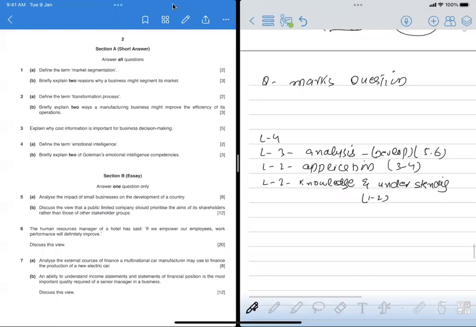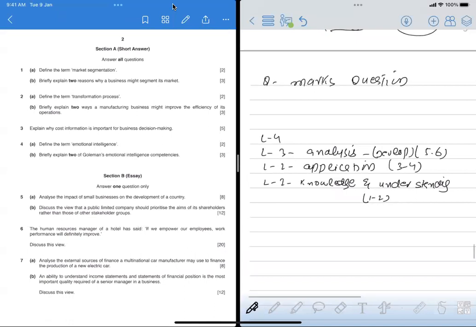Then there is level 4. In level 4, what we do is developed contextual analysis, and we score 7 to 8 marks. Now, in one paragraph of your answer, all these 4 levels will be included.